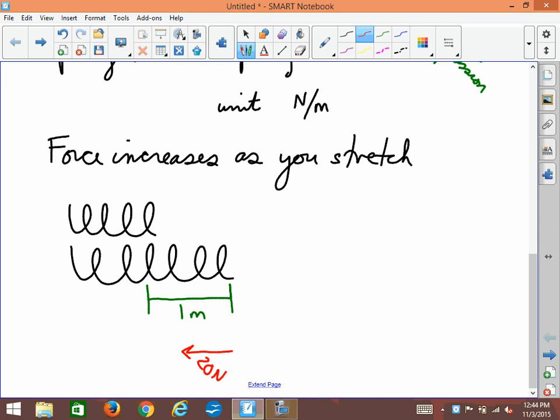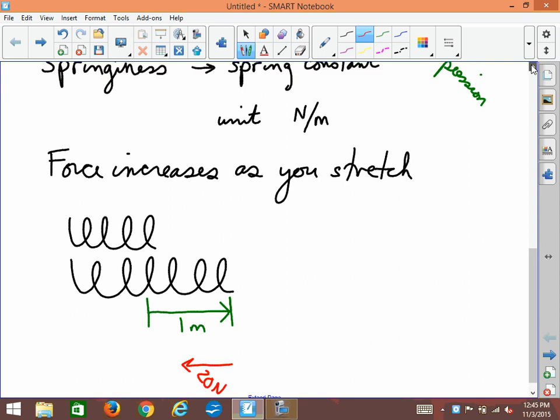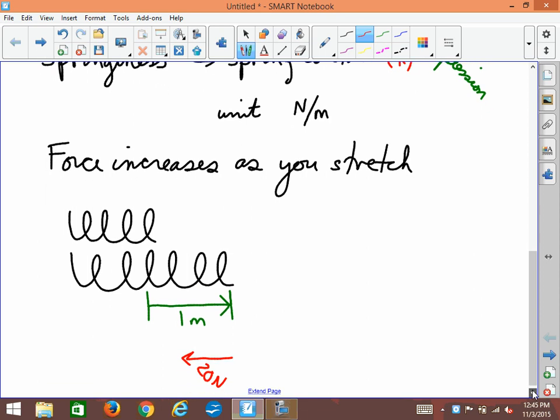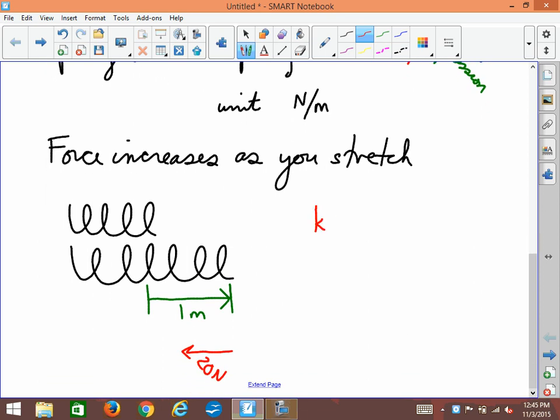Well, that would indicate that because you've moved a distance of 1 meter, and I'll put the arrow in again, you've stretched this way. Because you've moved a distance of 1 meter, and the force is 20 newtons, that would imply that the spring constant, and the spring constant, by the way, is usually a small k, would be 20 newtons per meter, because pulling out 1 meter gave you 20 newtons.